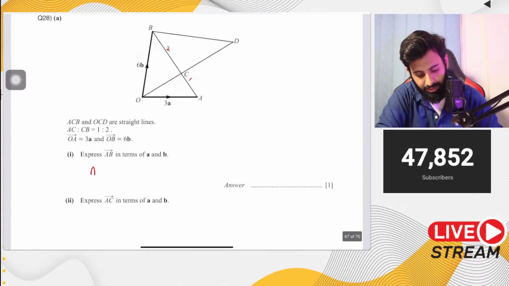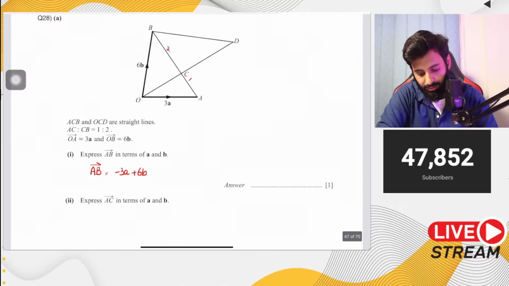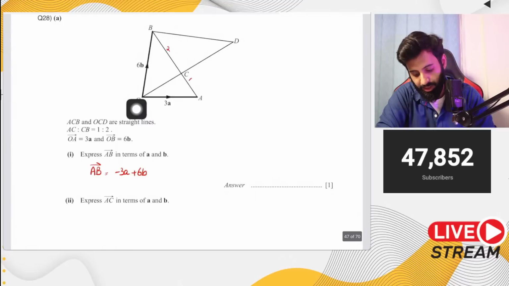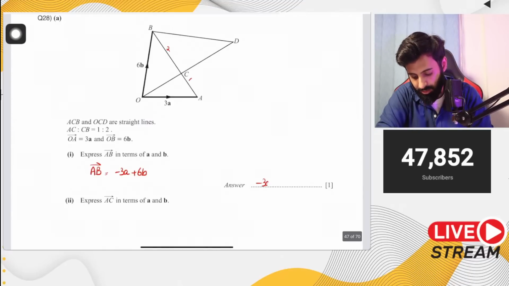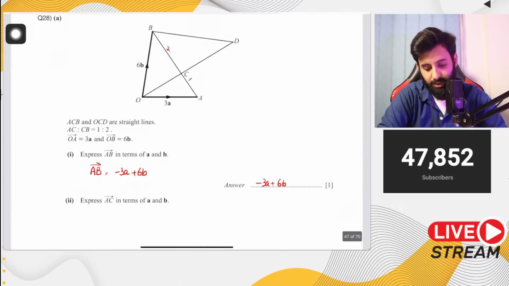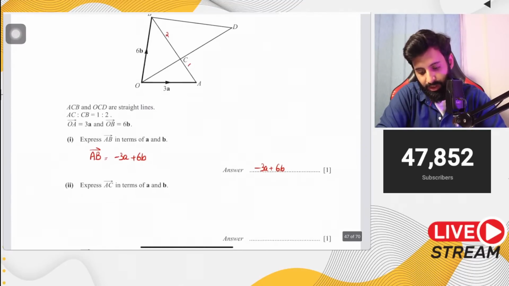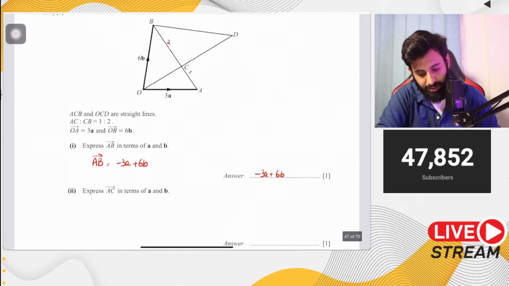Just because I've said it's an insanely difficult question does not necessarily mean that you also find it difficult. Anyway, AB is found by simply doing minus 3a plus 6b. Minus 3a plus 6b. And there you go, that's your answer. Then it says express AC in terms of a and b.